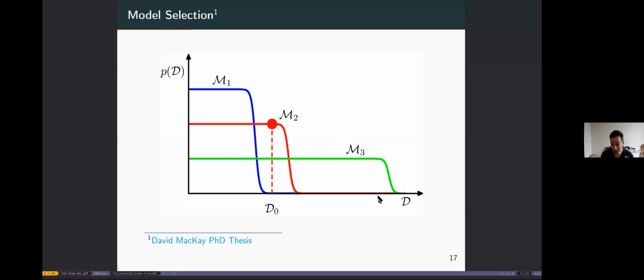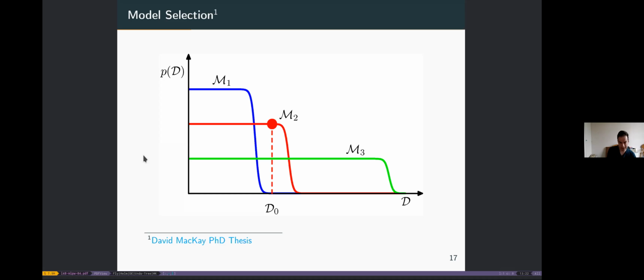This model here is very complicated, so it explains a lot of things, but due to that, it also has a low probability everywhere. So now, if the data that I have is D0, the model that I should pick is the model that has the highest marginal likelihood for that data point. It's not too complicated, because the green one's lower. It's not too simple, because the blue one's lower. It's just right. So that's the idea behind this plot.